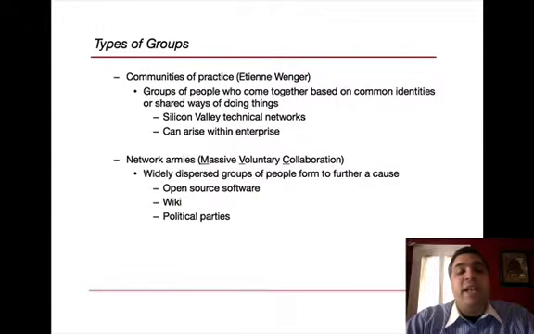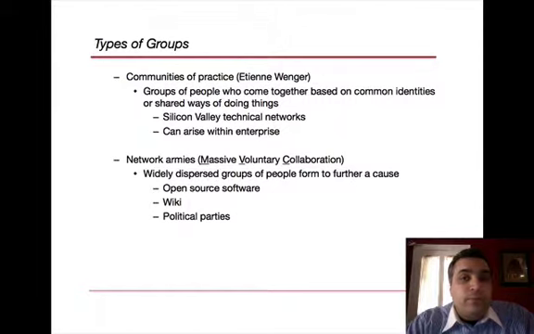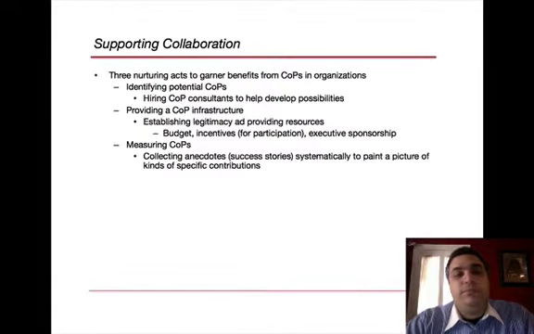Network armies, massive voluntary collaboration, widely dispersed groups of people. We see this in open source and Wikipedia. Wikipedia is a prime example where everybody can be a contributor. Everybody's a contributor, and a lot of people will actually pull information off. And there is a lot of research also that shows that this massive voluntary collaboration actually provides much more accurate information because there's more people who are looking at it. In addition, from an open source perspective, it's been shown that open source software actually has far fewer errors once it reaches a certain maturity level.